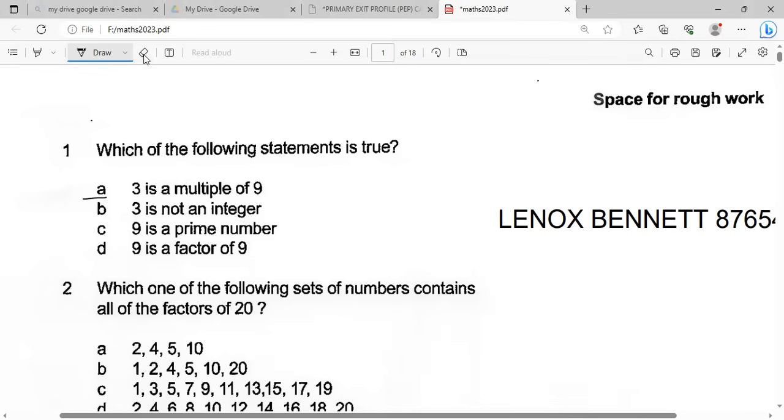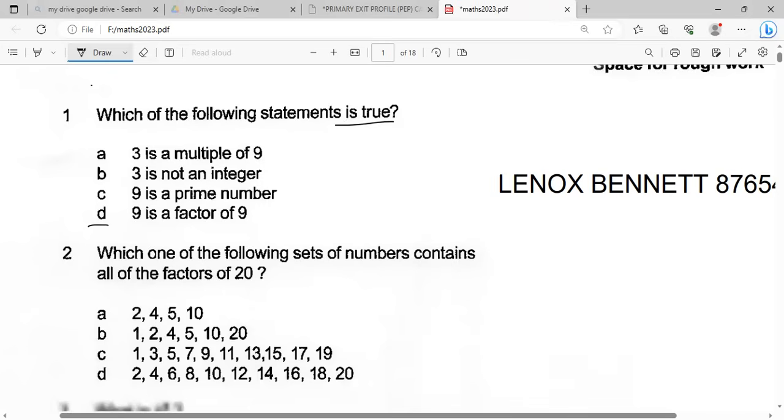Hold on. No, that question I said so. Which of the following statements is true? 3 is not an integer, that is false. 9 is a prime number, that is false. 9 is a factor of 9. Yeah. That question is tough. Really good. It said true. True means I used to say false, so I automatically think false.